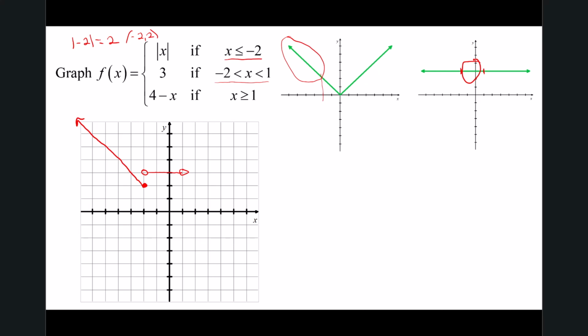And we're going to use open dots on that because we have less than, not less than or equal to. So -2 less than x less than 1, not a less than or equal to. So I'll use open dots for the endpoints of that part.